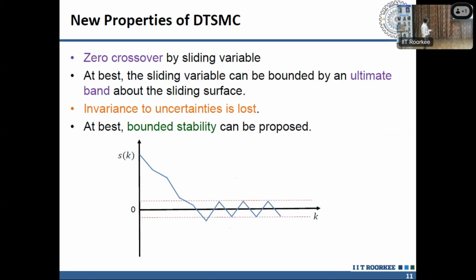If I am allowing this, then automatically the invariance to uncertainty is lost, because the invariance to uncertainty is the property that appears when we are sliding on the surface, not beyond that. When we are restricted on the surface, only then the invariance to uncertainties is there. But we can still have robustness. The robustness to uncertainties can still be held if I am within some band. So even if there is disturbance, I am not going too much away. So at least the bounded stability can be proposed.